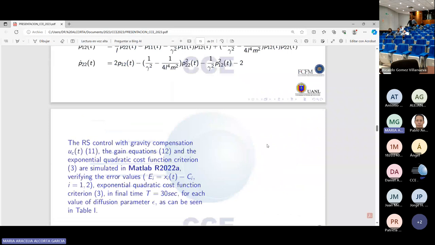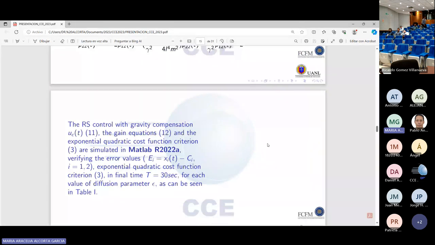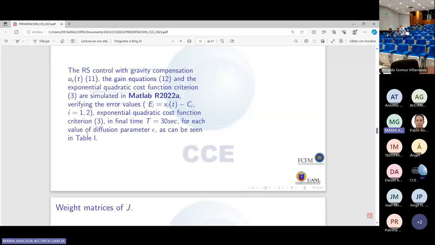The control with gravity compensation, equation 11, the gain equations 12, and the exponential quadratic cost function criterion 3 are simulated in MATLAB, verifying the error values and the values of the exponential quadratic cost criterion function 3 at the final time, which was 30 seconds, for each value of the diffusion parameter epsilon, as can be seen in table 1.